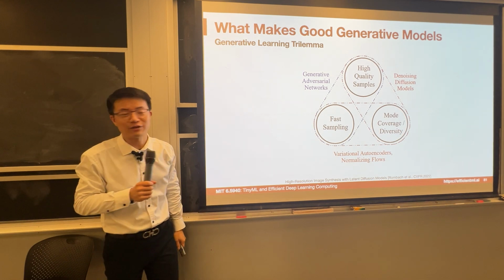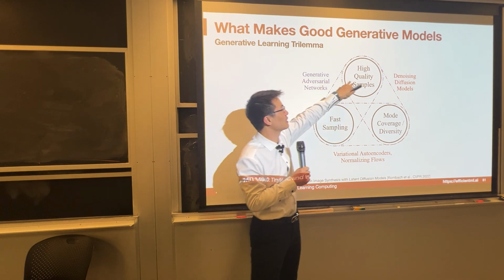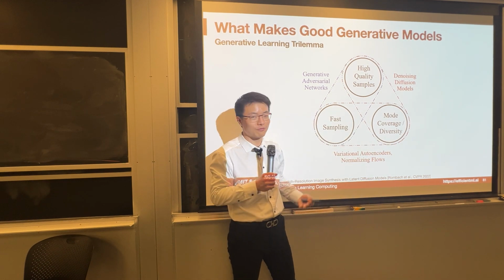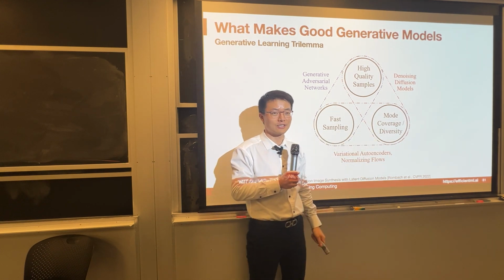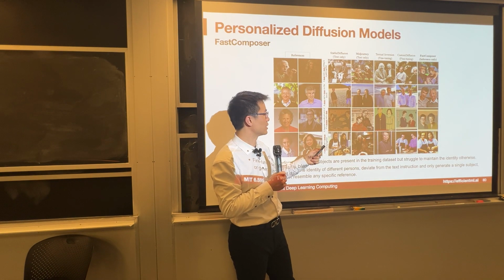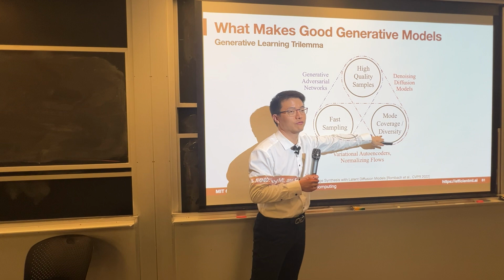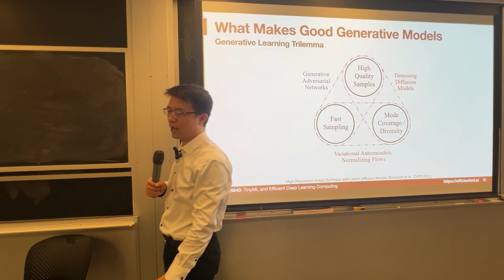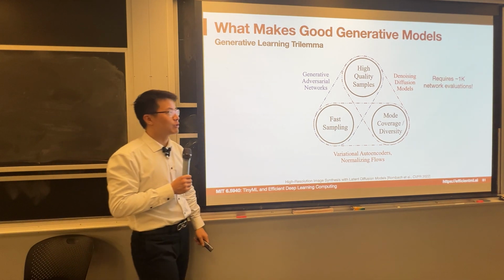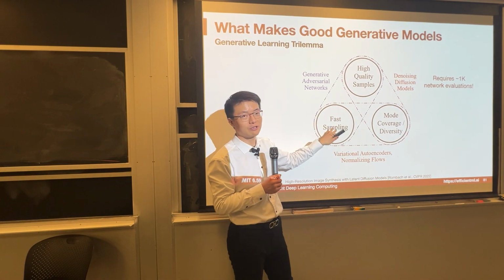But there's a generative learning trilemma: three aspects where you cannot get all of them. Like GANs, you get high quality samples and fast sampling, but convergence is hard and diversity is not good. Diffusion models have good quality and good convergence, but they are pretty slow. And variational autoencoders are fast and converge well, but the quality is bad. So now let's talk about how to try to solve this trilemma, especially for diffusion models, which already have good convergence and good quality, and how to make them faster.